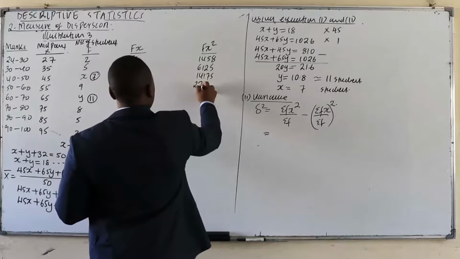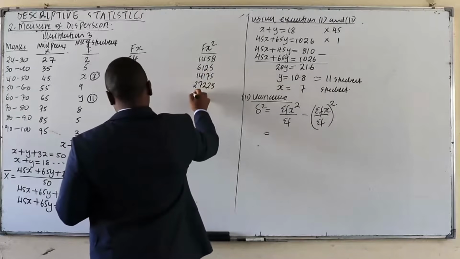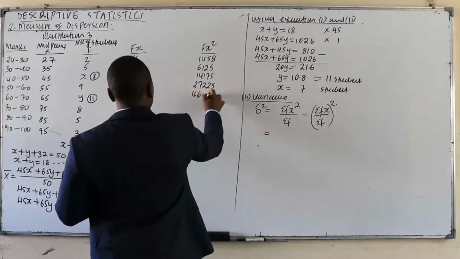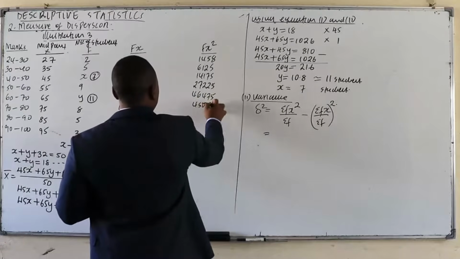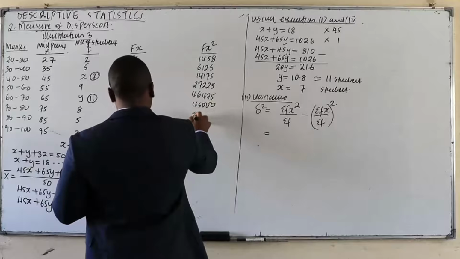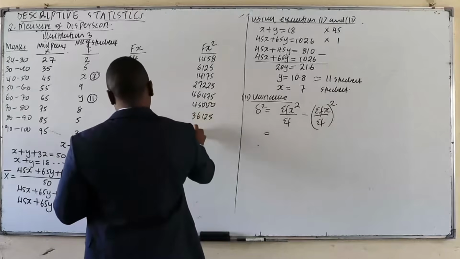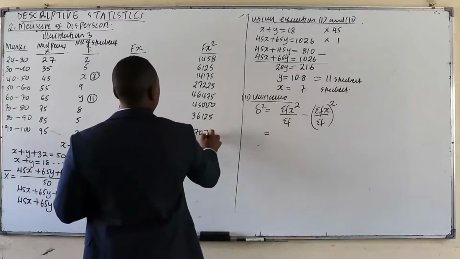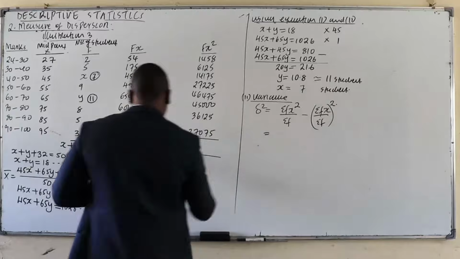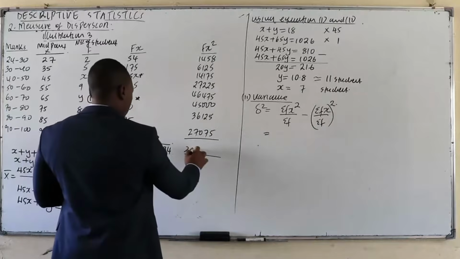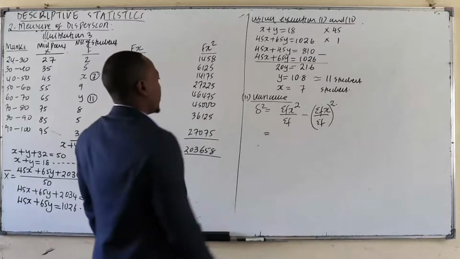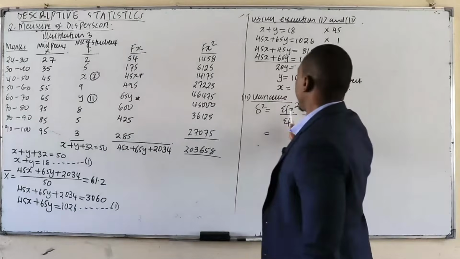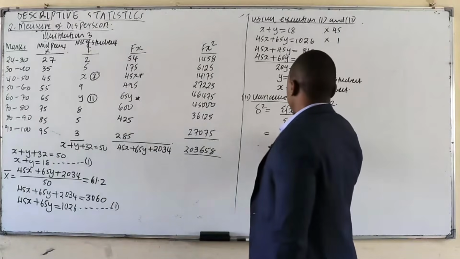14,175. This one will be 27 to 25. 46, 475. They'll get 45,000. We get 36, 125. It'll get 27,075. And if you add the total, it'll get 203,658.